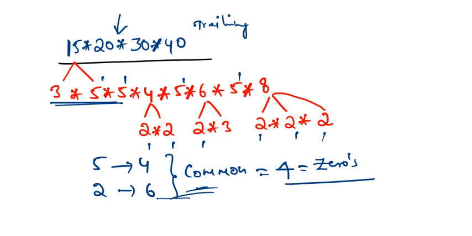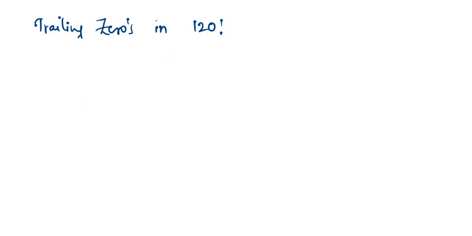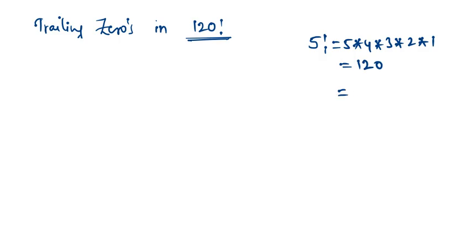Okay. Next, if you have a factorial, just look here, 120 factorial. Before solving 120 factorial, let's see one basic question, 5 factorial. 5 factorial will be equal to 5 into 4 into 3 into 2 into 1. So what is the value of 5 factorial? 120. Number of zeros will be equal to 1.